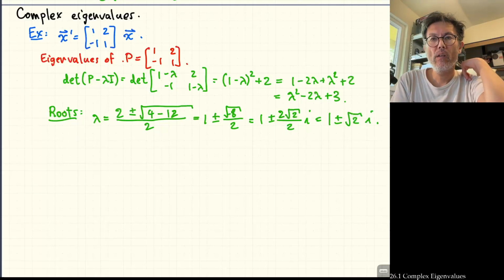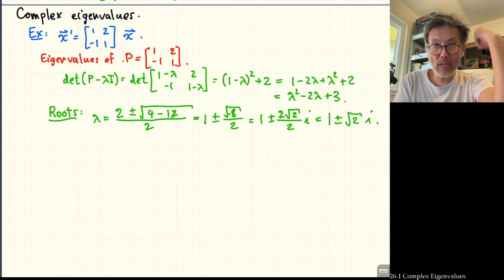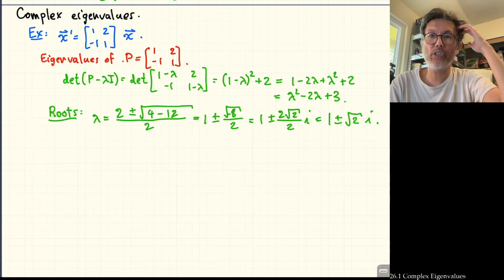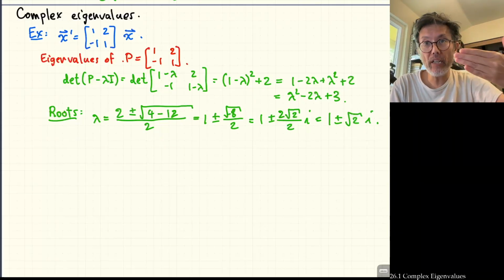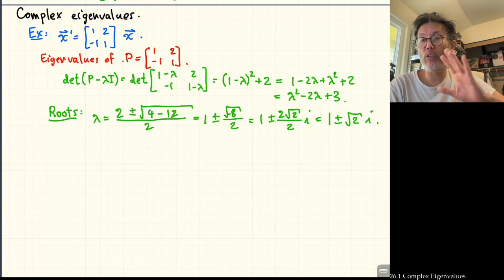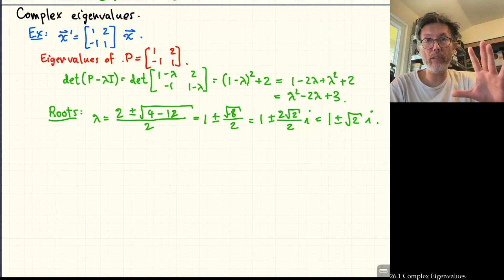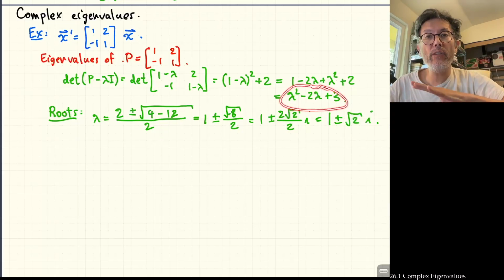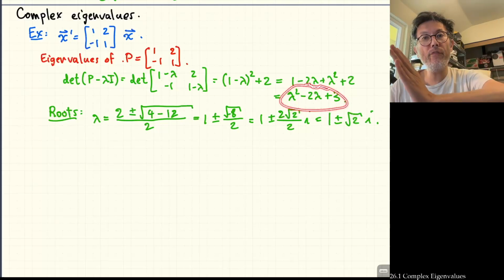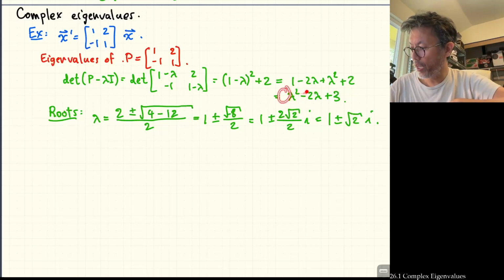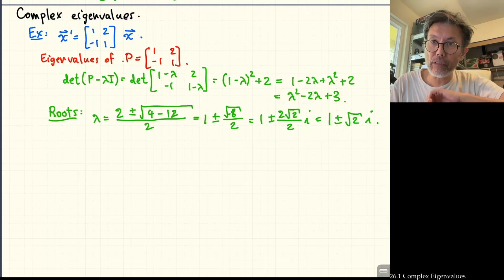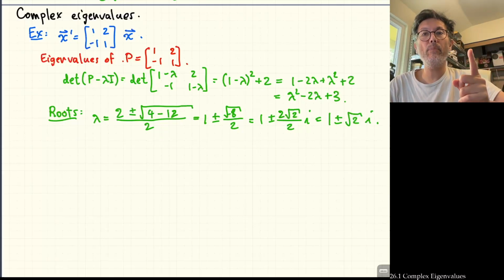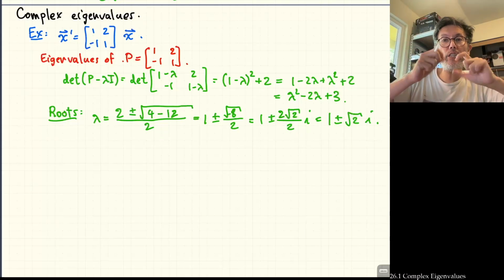Okay? This kind of situation is typical. It is what will always happen, in fact, when your matrix has real coefficients, real entries. Because anytime you find the roots of a polynomial with real coefficients, and the coefficients here are 1, negative 2, and 3, which are very real, then you're always going to have roots which are either themselves real numbers or which come in complex conjugate pairs.